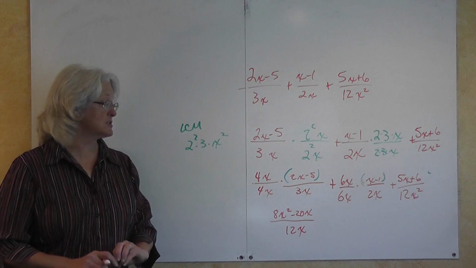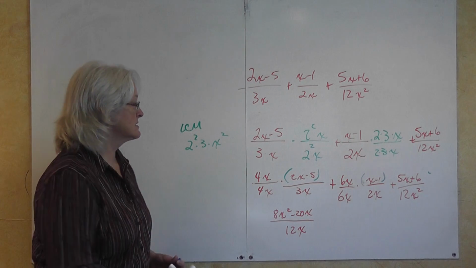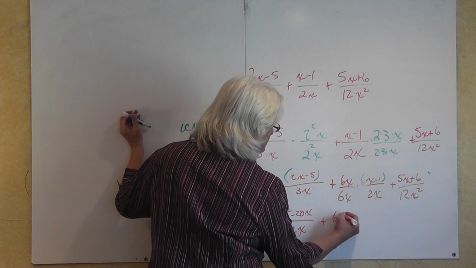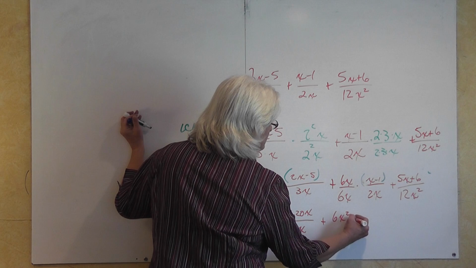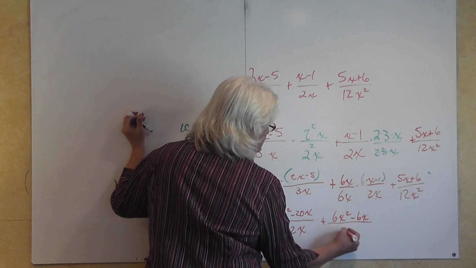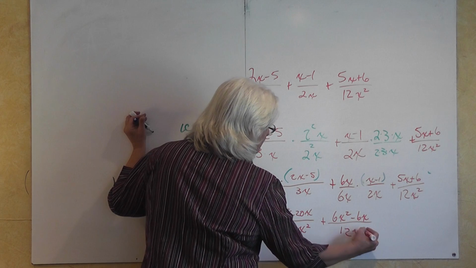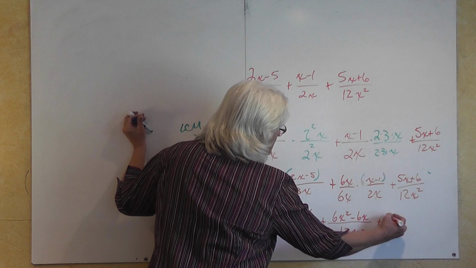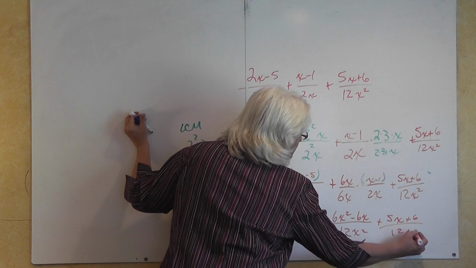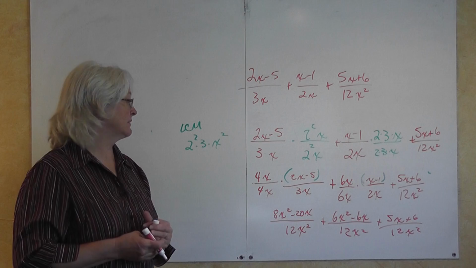Everyone make sure that you understand what I have done here. 6x times the quantity x minus 1, 6x times x is 6x squared. 6x times a negative 1 is minus 6x over 12x squared. Plus 5x plus 6 over 12x squared. So our problem is getting a little bit lengthy here.